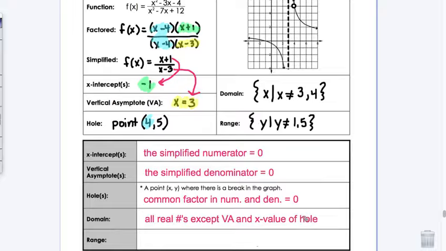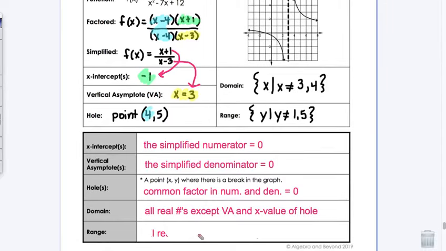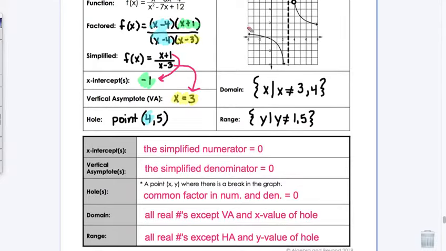It's going to be all real numbers except for your vertical asymptote and the x value of the hole. If we look at the range, it's going to be all real numbers except for your horizontal asymptote and the y value of the hole. Like I said, the horizontal asymptote is going to be y equals 1 in this example, and then our y coordinate for our hole, the y value.